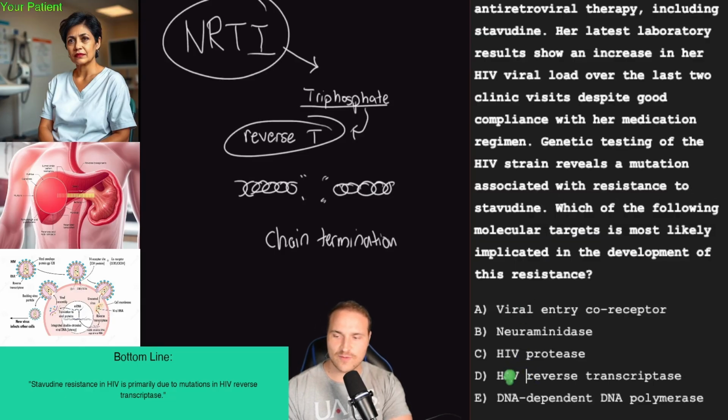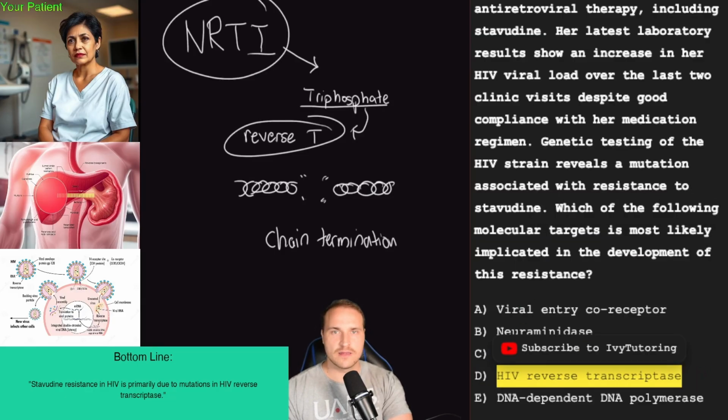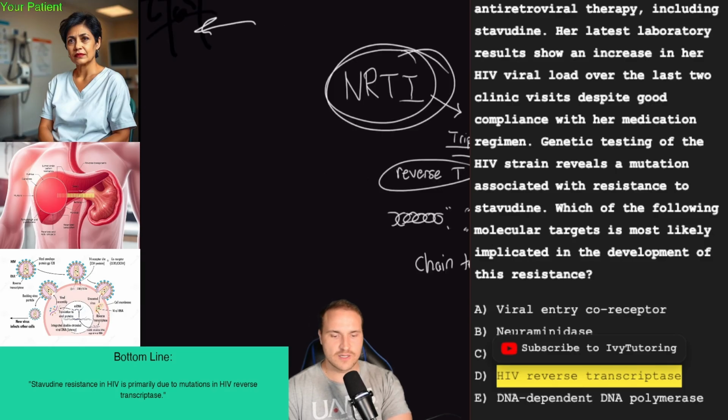And that is the reason why our answer is HIV reverse transcriptase. What happens is you get a mutation that alters the enzyme structure, and that reduces this binding process. That is how we develop resistance. This allows increased viral replication, even though the patient is compliant. So we got a patient right here. Look at her. She's so compliant.